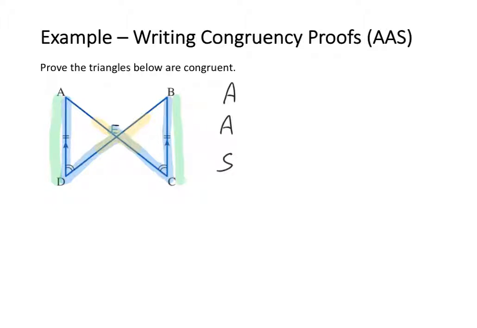So the next step is to go through and write a line for each of those letters. So the first one is A, so I need to write down what 2 angles are equal. And I know that that is going to be angle ADE is equal to angle BCE. And I know that because it is given to us.